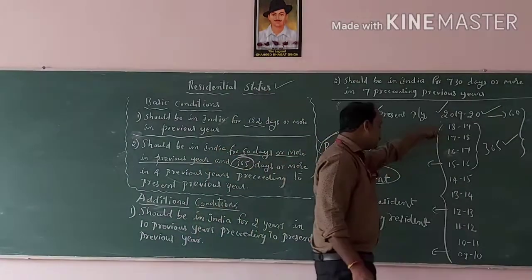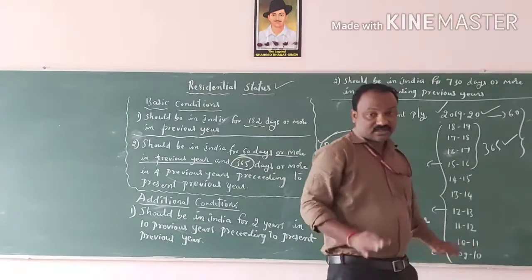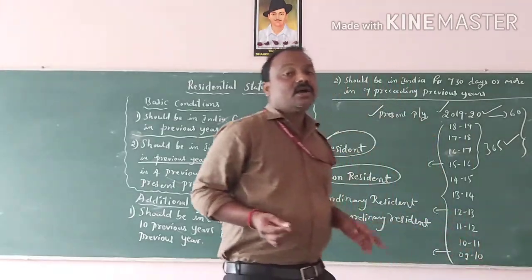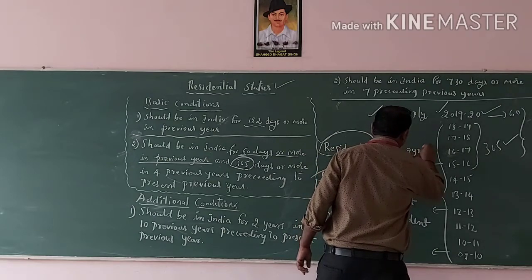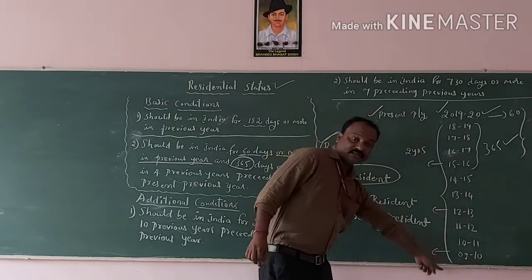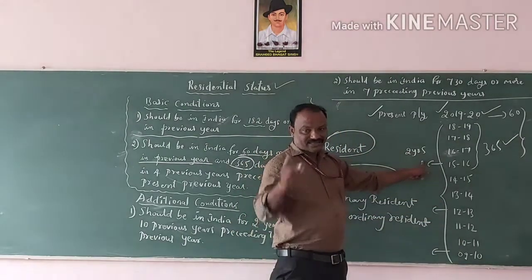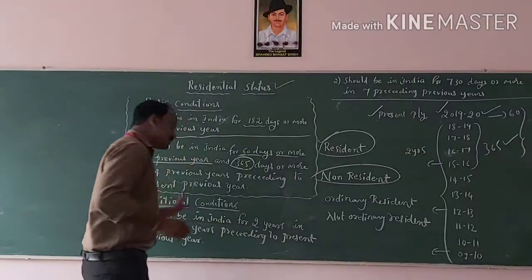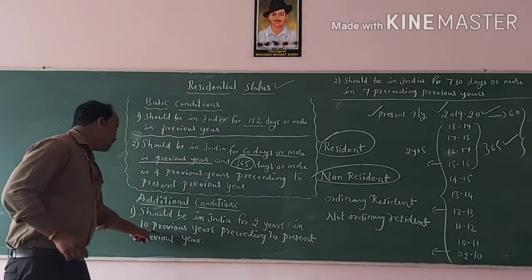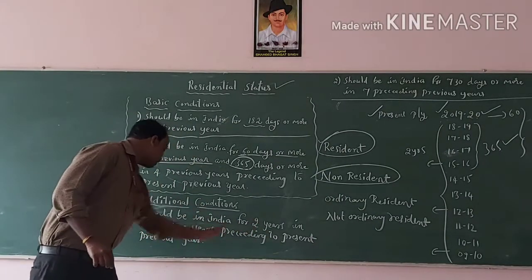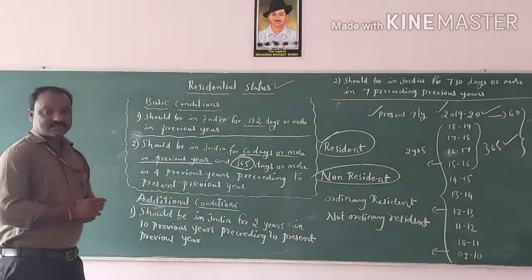In these 10 preceding previous years, he has to stay in India for how many years? 2 years. In these 10 years, he has to stay in India for at least 2 years. That is our first additional condition. He has to stay in India for 2 years in the 10 previous years preceding the present previous year. This is the first additional condition.